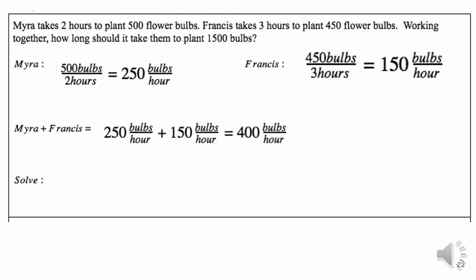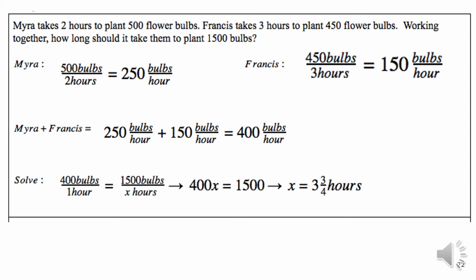Well, working together, Myra can plant 250, Francis can plant 150. That means that every hour together, they can plant 400 bulbs. So if I want to know how long it would take them to plant 1,500, I can set up that ratio and cross multiply to solve for time. In this case, x equals 3 hours and 45 minutes.